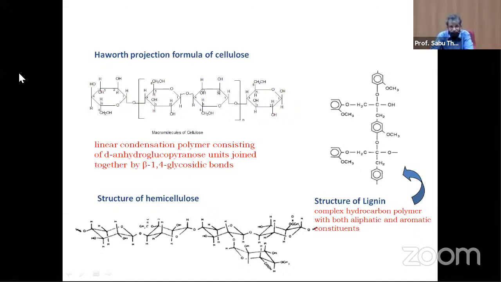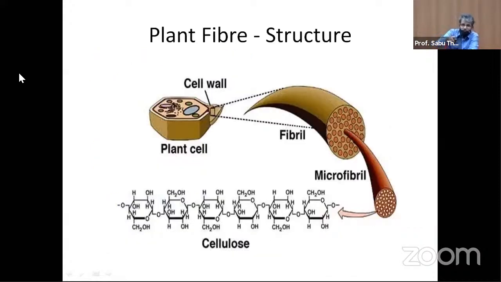And look at the structure of cellulose, the beauty of cellulose. So you can do lots of things on the surface. My group does active chemical modification of cellulose. We can bring functionality onto the surface. In the coming slides, you will see some of these modifications we have done in my laboratory.